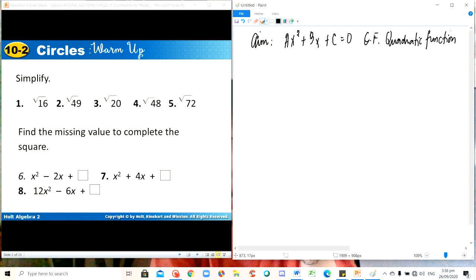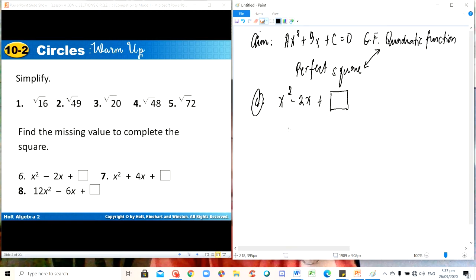Okay, so we are to find the perfect square. That is the aim of completing the square, to be able to write a quadratic function as a perfect square. So to do that, let's try number 6. x squared minus 2x plus blank. What must be added to x squared minus 2x plus blank so that we will have a perfect square?